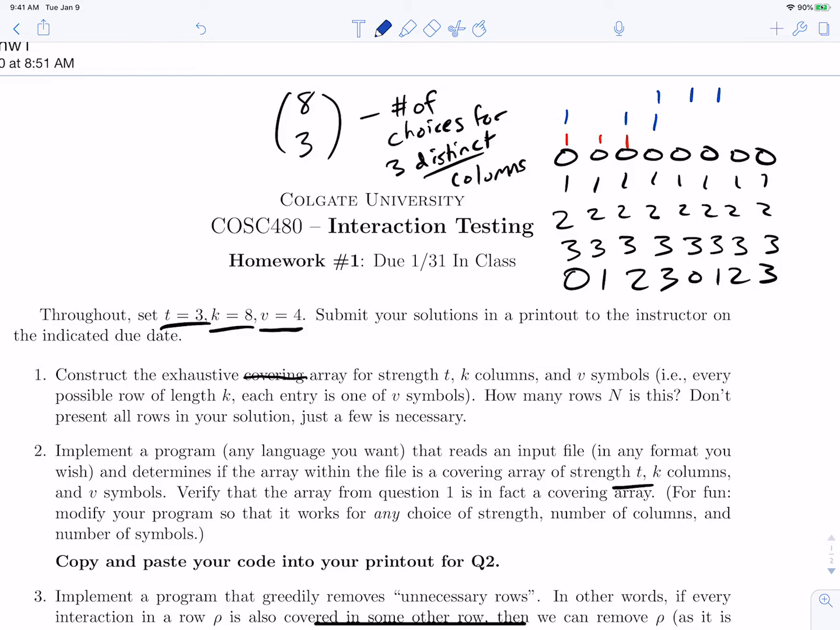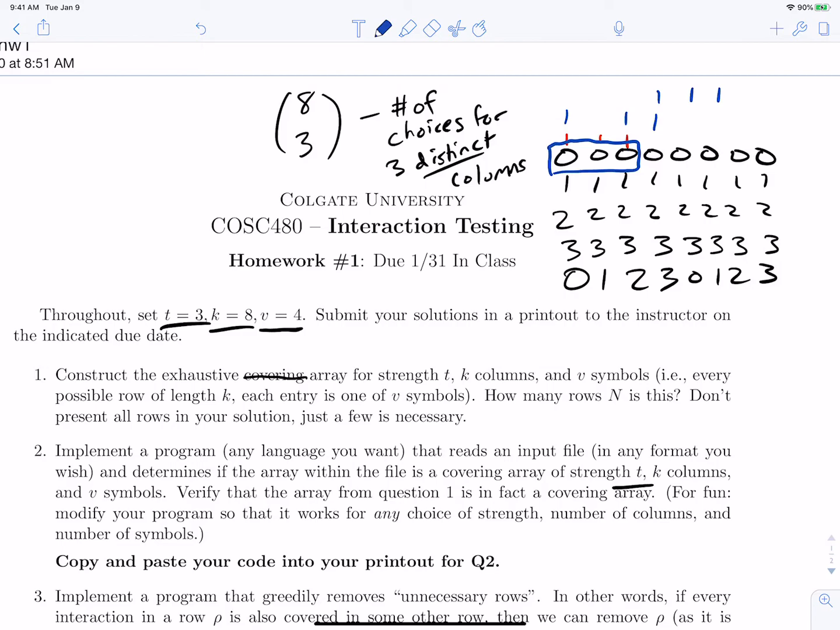Okay? So I would check, say, for the first 3 columns. I would see, okay, 0, 0, 0 is in there. Check. Is 0, 0, 1 in these first 3 columns? No. So what can I conclude about these 5 rows here? Is it a covering array? No. Because that one interaction, these 3 columns with 0, 0, 1 ain't there.